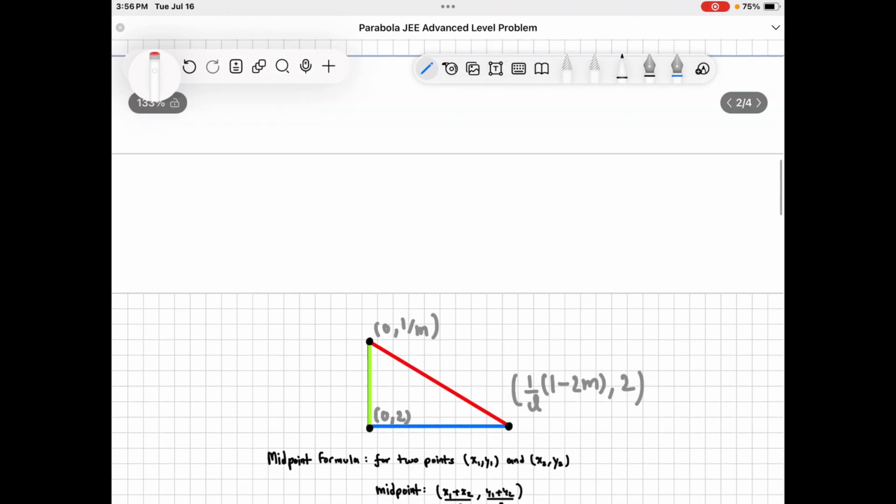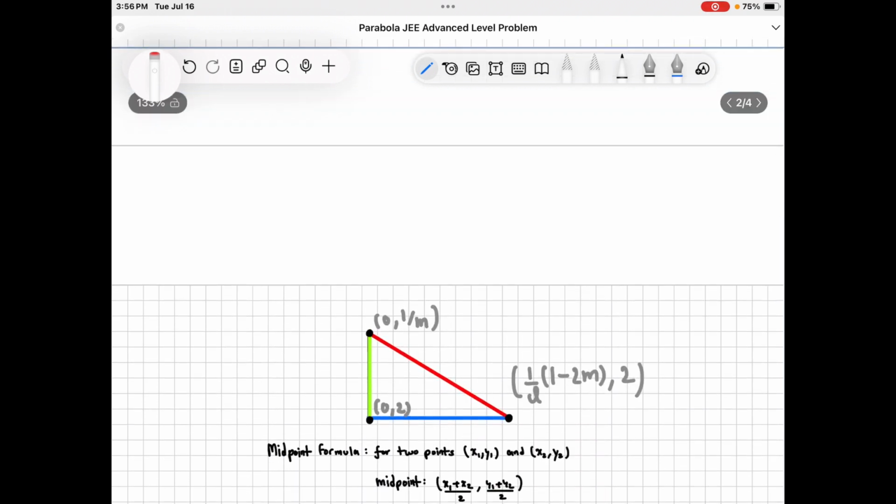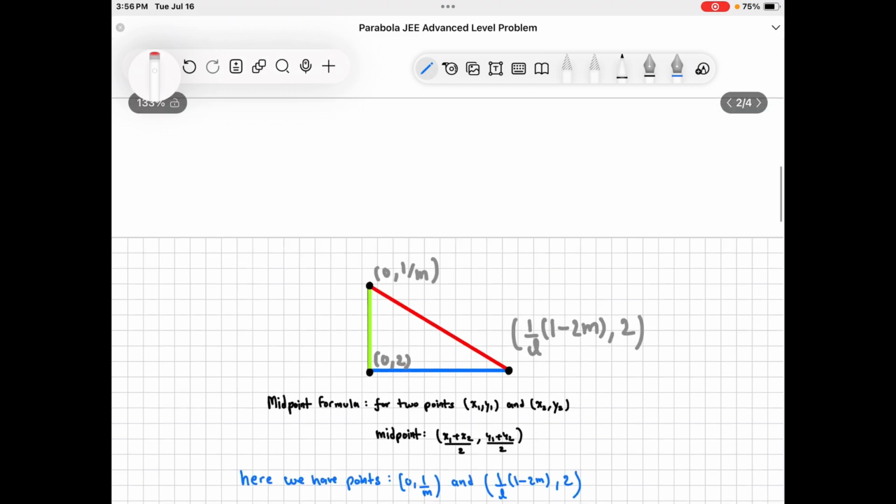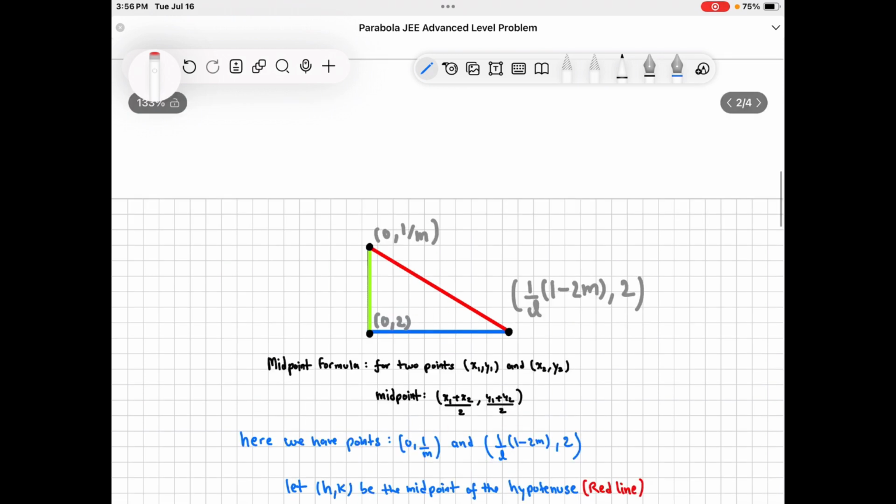The midpoint formula you should know before solving this is that when two points are given, we halve the summation of the respective x coordinates and y coordinates. Here we have the points, and we halve the summation of the respective values as I told you in this formula. Whenever we are finding a locus, we generally let the point be h comma k. So let this point h comma k be the midpoint of the hypotenuse, the red line we're talking about. This is the point we have to find, and we have to prove that it traces a parabola.